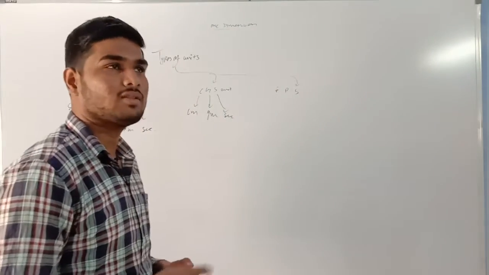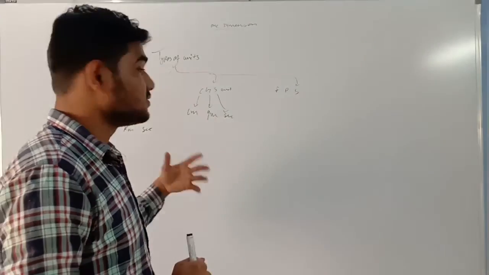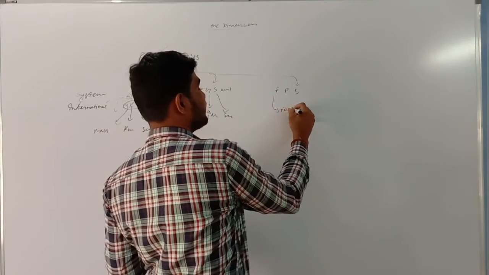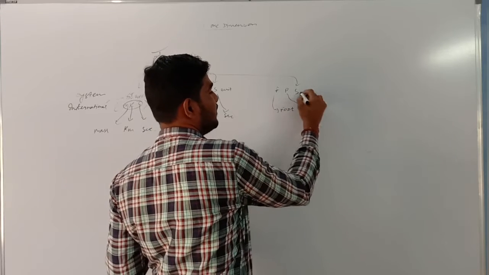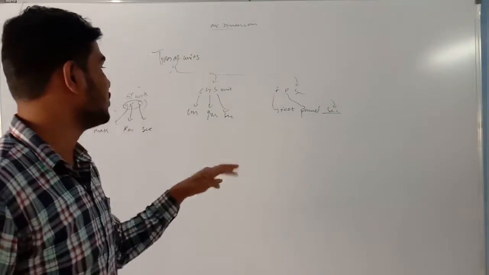Not only measured in seconds, it can be measured in minutes also, but for simplicity we are taking it in seconds. Okay, so FPS means foot, pound, and second. Okay, so these are 3 types of quantity.